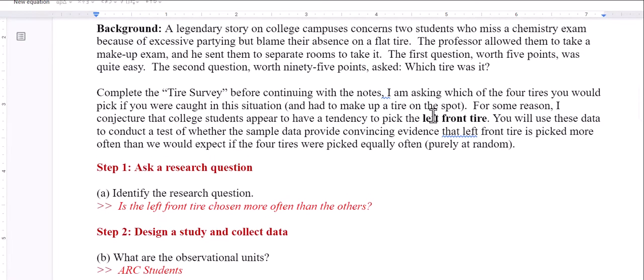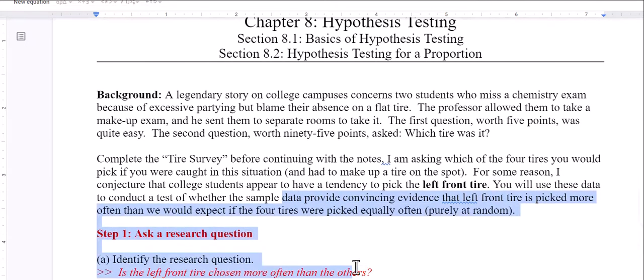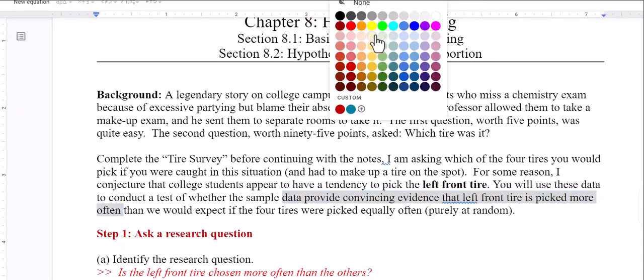So here, when you're reading a study, the wording is important. Here, we want to see if the data provide convincing evidence that the left front tire is picked more often than we would expect if the four tires were picked equally often. I'm going to highlight that because this is going to help us set up our hypotheses.